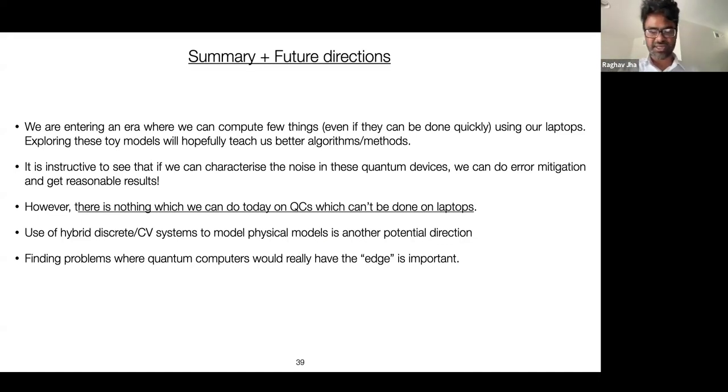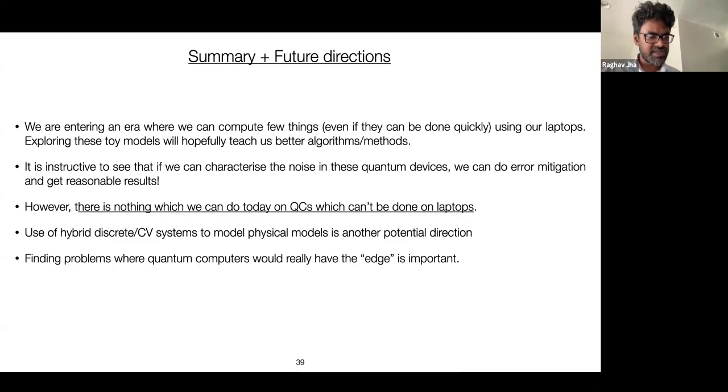But hopefully this will change in the next couple of years, and that is where we'll cross that era. Then there will be a lot of computations, at least in time evolution and other things, that cannot be done on laptops for sure, and definitely not on supercomputers either.